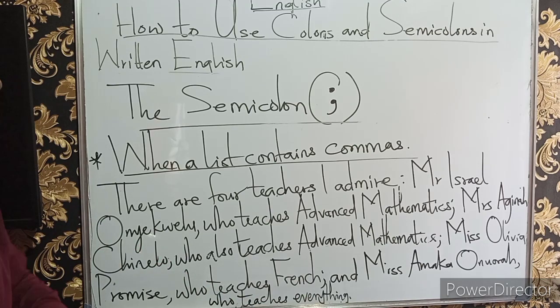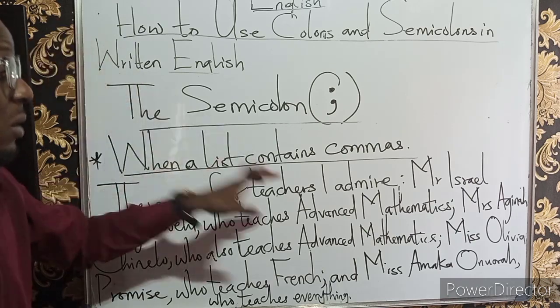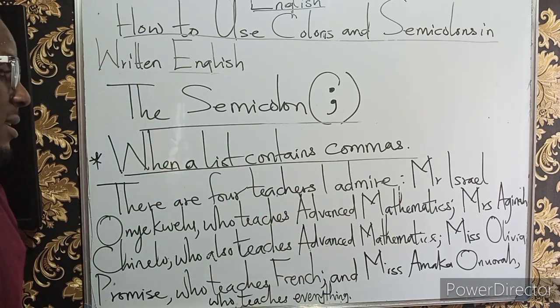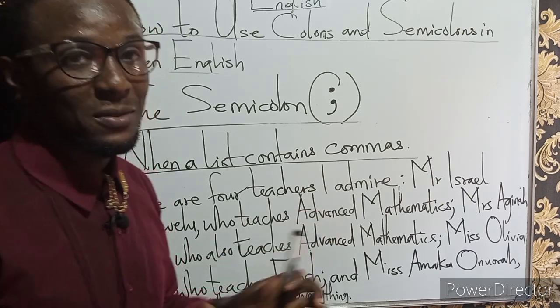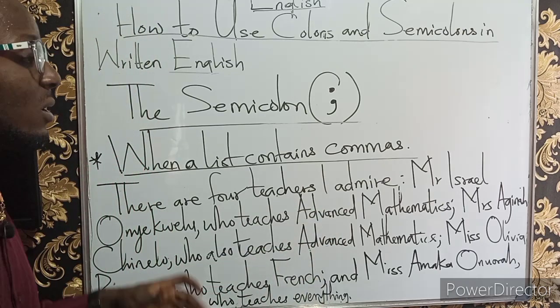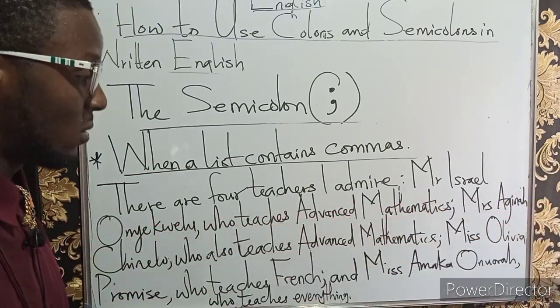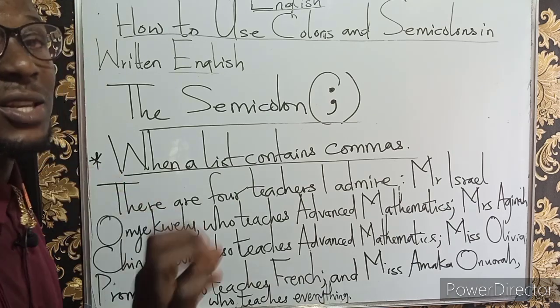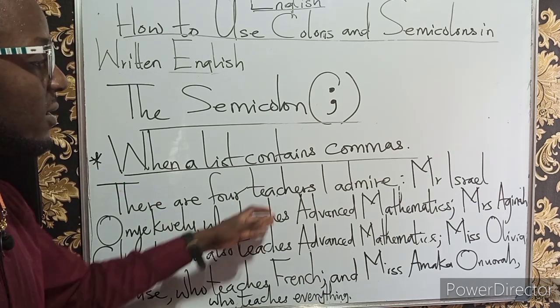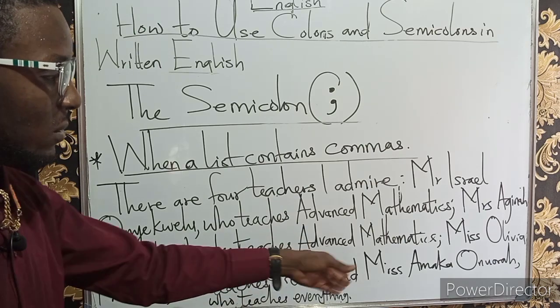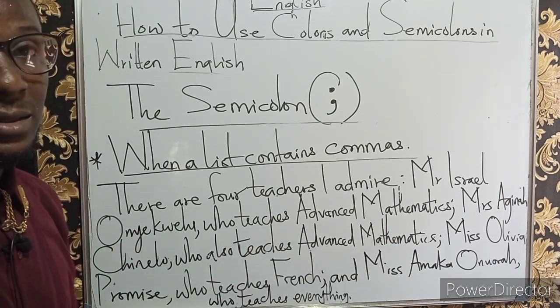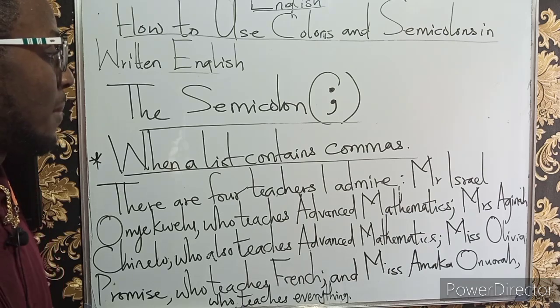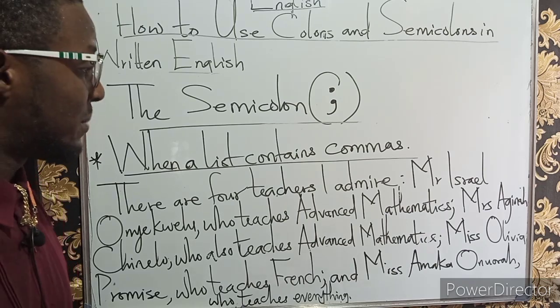You see how we've used the semicolon to introduce names of people or to introduce anything when the list is quite long. When you use a comma, it is usually for something that is very small. But when you use a semicolon, it means the list is quite long, and you want to achieve clarity. So you use a semicolon to separate the names of the people you admire or anything. It depends on the information you want to pass across.